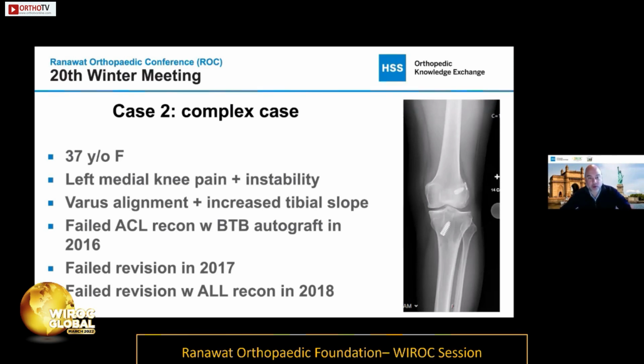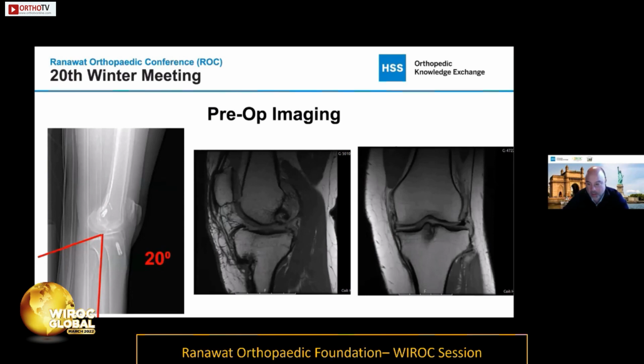But then you get to more complex cases. This is a case I did maybe 2 years ago. A 37-year-old female who had multiple surgeries. She had a failed ACL BTB, a failed revision, a failed ALL. We're going to talk more about the lateral side. And now she comes in with pain, instability, slope around 20 degrees, medial OA, and a failed ACL.